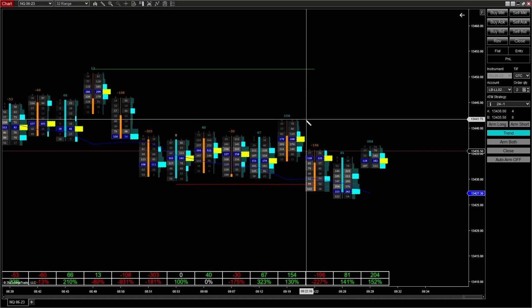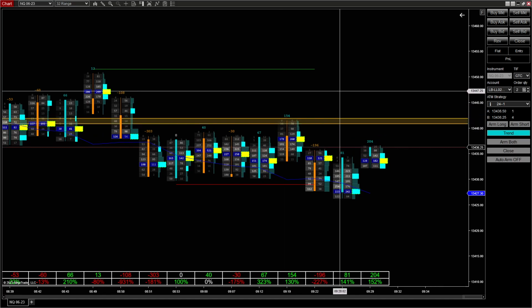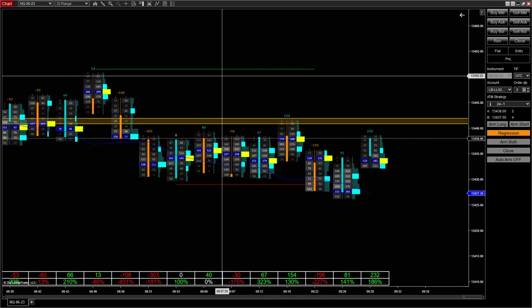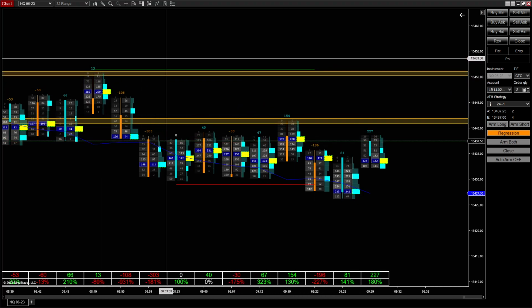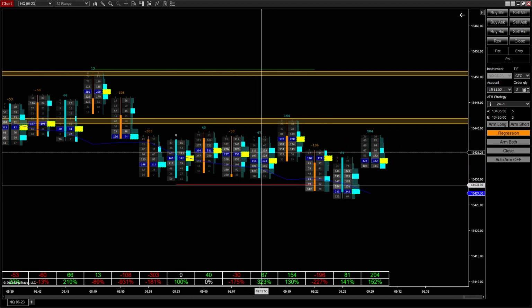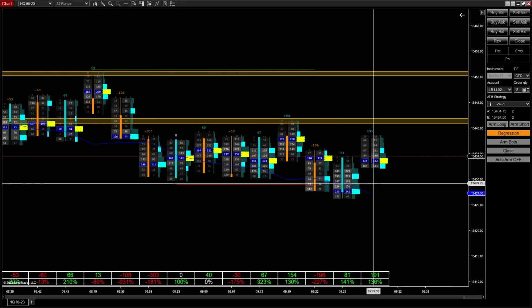Obviously NQ has bigger moves usually than ES, right? So we're usually in trend mode more on NQ than we are in ES, but we're going to be starting out in regression this morning. We'll see if we need to change stuff. But yeah, no absorption down. I mean, there's this absorption line right here, but yeah, market opens here in 5 seconds.